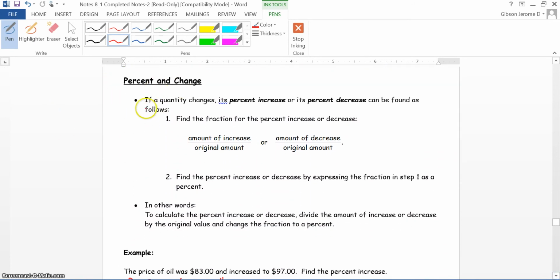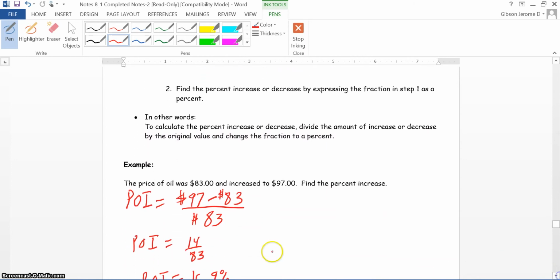We have percent and change. If a quantity changes, its percent increase or its percent decrease can be found as follows. Number 1, find the fraction for the percent increase or decrease. We have the amount of increase over the original amount or the amount of decrease over the original amount. Number 2, find the percent increase or decrease by expressing the fraction in step 1 as a percent. In other words, to calculate the percent increase or decrease, divide the amount of increase or decrease by the original value and change the fraction to a percent.